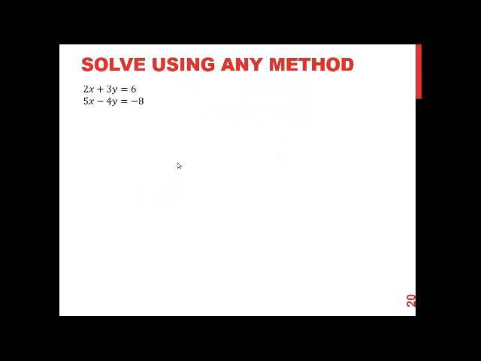Solve using any method. This one is not going to be real easy to solve for x or y. So I think what we'll do is use the elimination method. Now, in order to get two of these coefficients to be opposites of each other, multiplying the top by something is not going to be enough. I'm going to need to multiply the top by one thing and the bottom by something else.